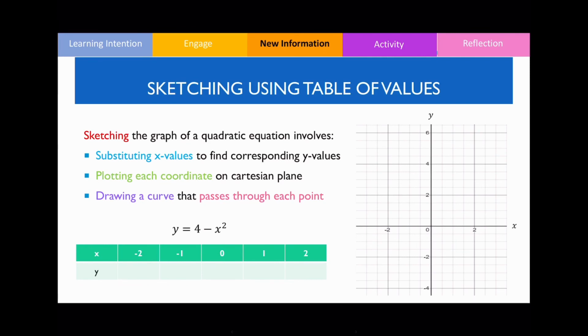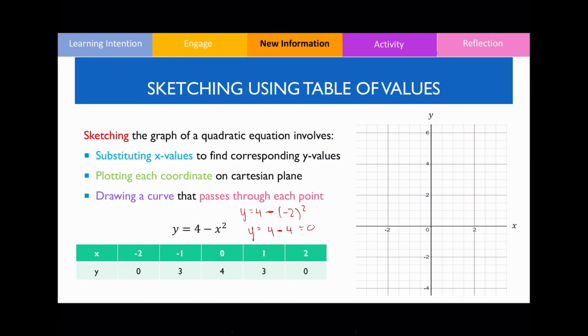Let's look at another example. Again, we're going to be substituting the x values to find the corresponding y values. If you substitute -2 in, it would be y is equal to 4 minus (-2) whole squared. That is 4 minus positive 4, because there's a subtraction sign here, which therefore equals 0. Similarly, we are going to repeat the exact same step by substituting -1 into the equation, 0, 1, and 2. And if you have done this successfully, this is what your table of values should now look like.